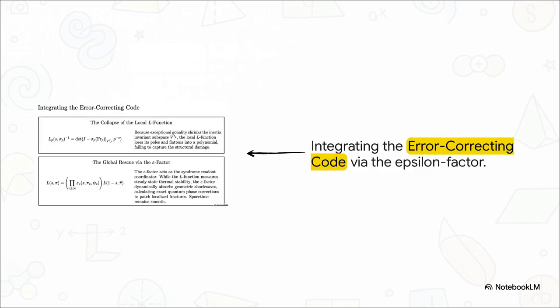Now, even though the local L function collapses and flattens into a polynomial due to this ramification, mostly because the inertia invariant subspace shrinks, the global epsilon factor swoops in to save the day. It calculates the exact quantum phase corrections needed to patch these localized fractures. So, arithmetically speaking, space-time remains perfectly smooth.